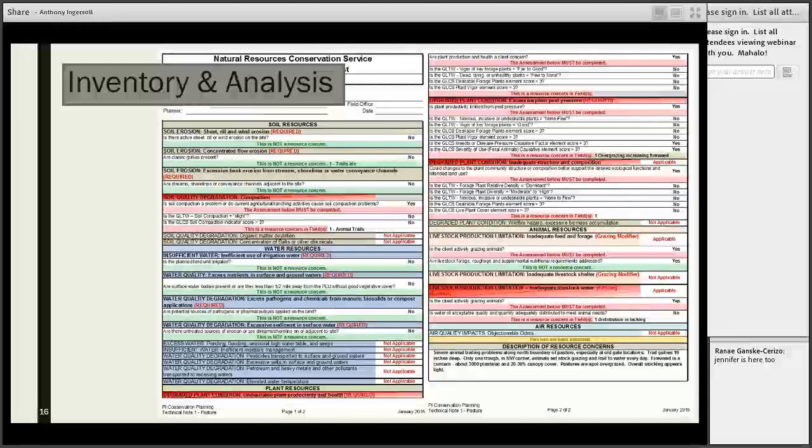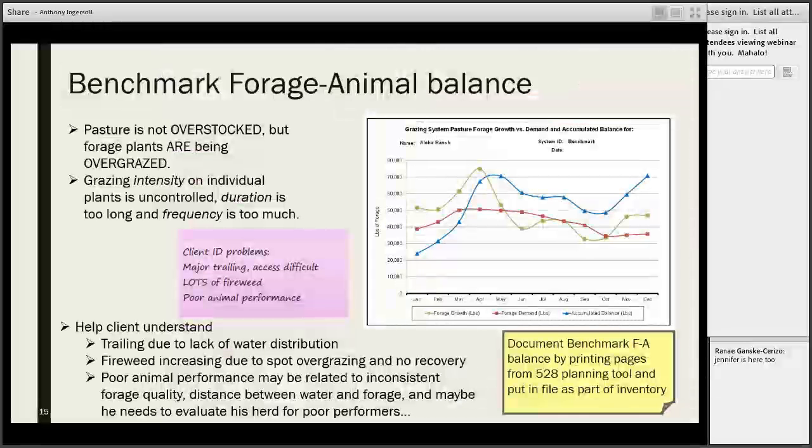This overgrazing is being caused by the fact that our grazing intensity on individual plants is totally not controlled. Duration of grazing is too long. They're out there 365 days a year, and frequency is too much. They're out there constantly. Our client is seeing the effects of this overgrazing in the recognized problems that he came in the door with, of the bad animal trailing and lots of fireweed.